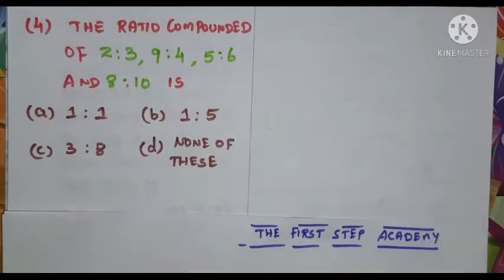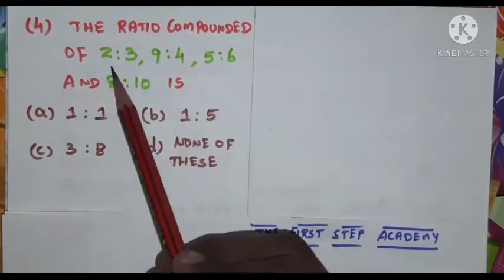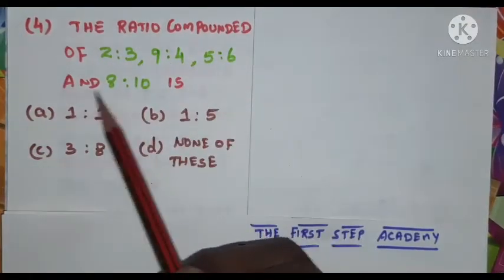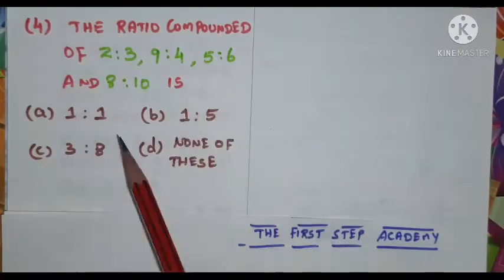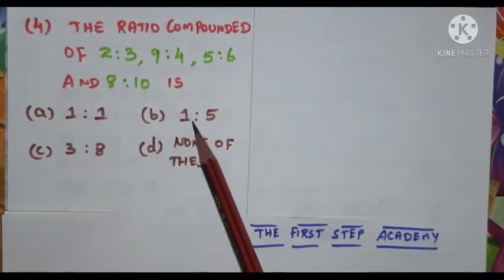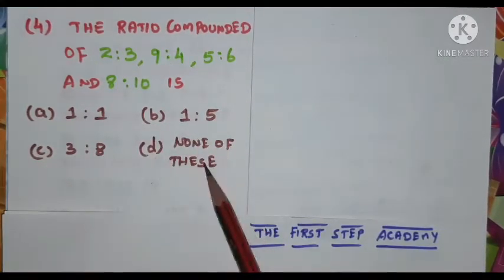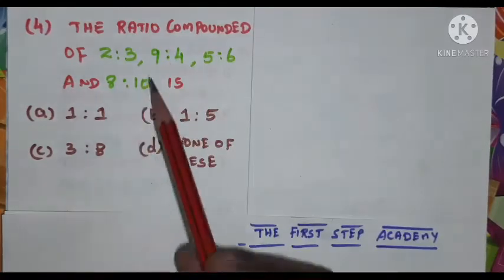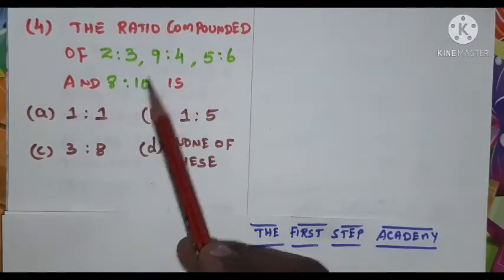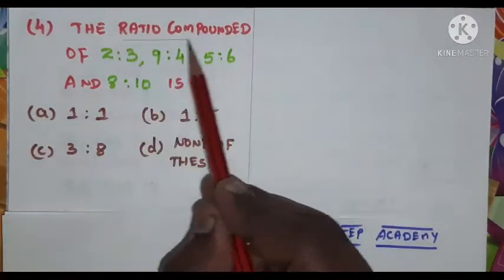Okay, the fourth question of this exercise is: the ratio compounded of 2:3, 9:4, 5:6 and 8:10 is. Given options are option A 1:1, option B 1:5, option C 3:8, option D none of these. So they have given 4 different ratios and they are asking us to find out the compounded ratio, right? So what do you mean by compounded ratio?